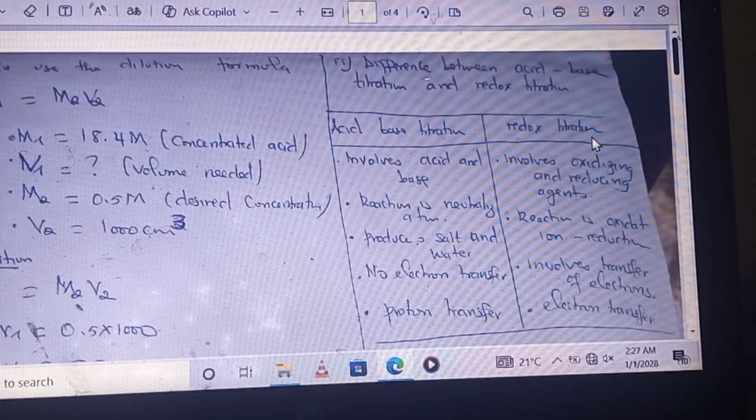Redox titration involves an oxidizing and a reducing agent, which means that the reaction is oxidation-reduction. Redox titration involves transfer of electrons. That is why it is called electron transfer.